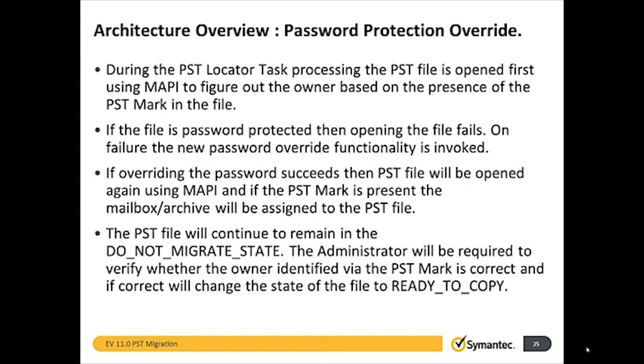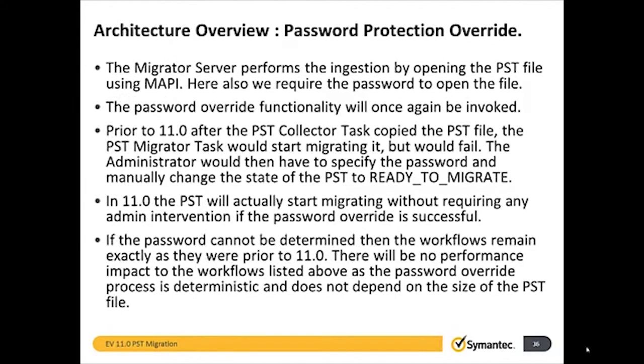If overriding the password succeeds, then the PST file will be opened again using MAPI, and if the PST mark is present, the mailbox or archive will be associated to that PST file. The PST file will continue to remain in the do not migrate state. The administrator will be required to verify whether the owner is correctly identified via the PST mark, and if correct, the administrator can then change the status to be ready to copy.